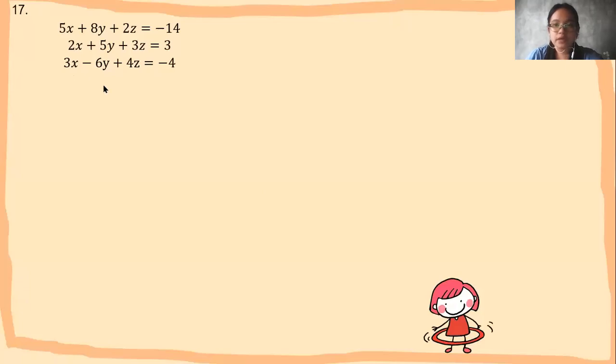So we have the next number. They have three variables, the x, y, and z. So this is the linear equations in three variables. So we have 5x plus 8y plus 2z is equal to negative 14. This will be our equation number 1. So 2x plus 5y plus 3z is equal to 3 will be our equation number 2. 3x minus 6y plus 4z is equal to negative 4 will become our equation number 3.